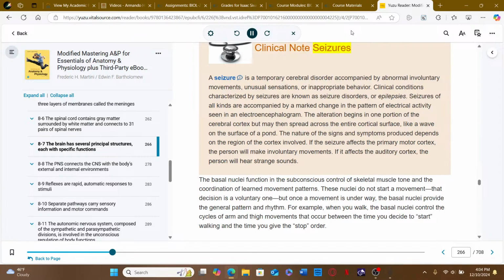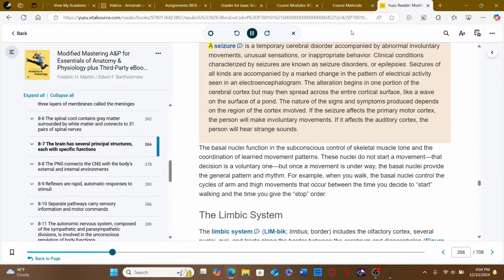Clinical note: seizures. A seizure is a temporary cerebral disorder accompanied by abnormal involuntary movements, unusual sensations, or inappropriate behavior. Clinical conditions characterized by seizures are known as seizure disorders, or epilepsies. Seizures of all kinds are accompanied by a marked change in the pattern of electrical activity seen in an electroencephalogram. The alteration begins in one portion of the cerebral cortex but may then spread across the entire cortical surface, like a wave on the surface of a pond.